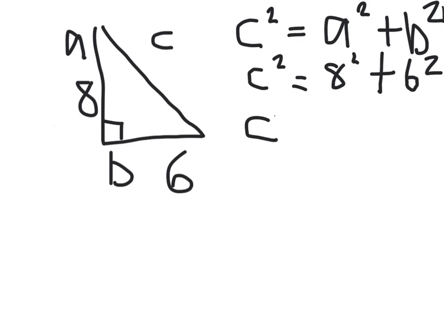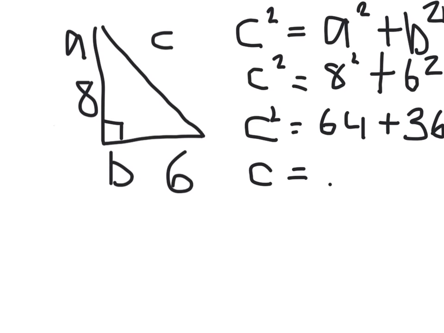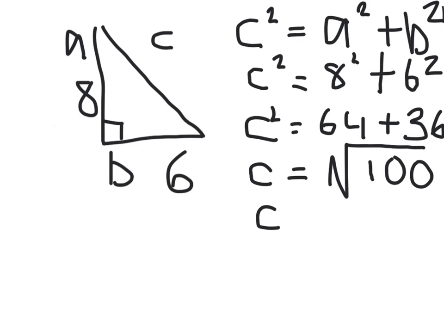Our next line is just doing our timesing. So 8 squared, 8 times 8 is 64, plus 6 squared, so 6 sixes are 36. And then on this line, we are finding the square root of the sum of those two numbers, which is 100. And C is equal to 10.